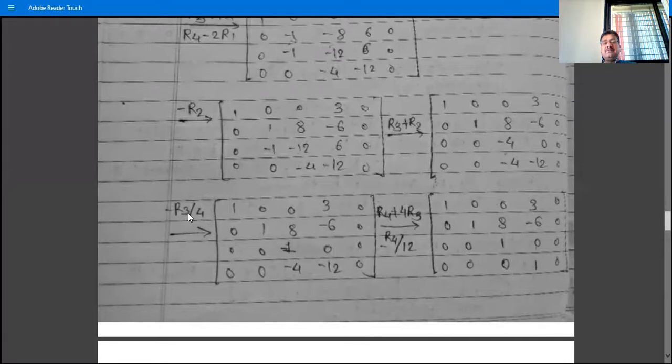So -1 by 4 R3. What is the operation? -1 by 4 R3, or minus R3 by 4. So the change is only in the third row. We have this third row. And then we have to reduce this -4 to 0.